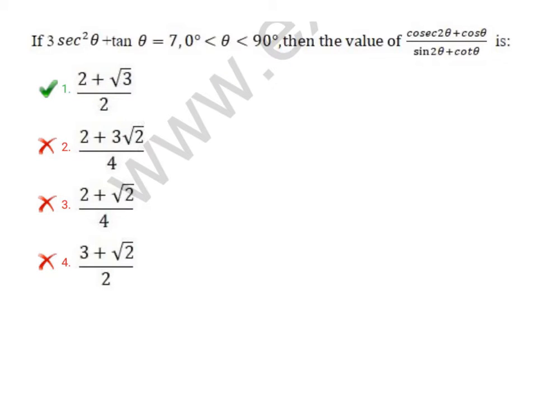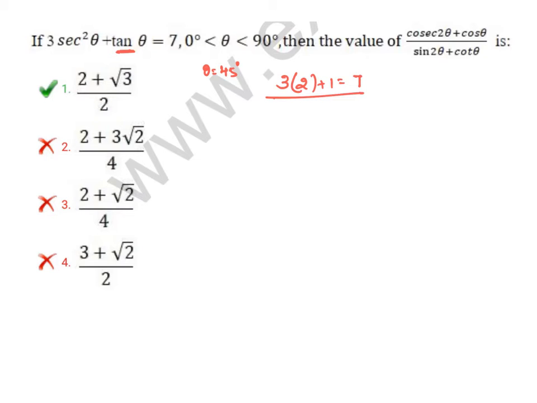Next, 3 secant square theta plus tan theta is equal to 7. Then the value of, when tan theta is involved, mostly you can substitute and look at it. You can substitute theta is equal to 45 or else you can solve. Either way you can do it. I'm just substituting theta is equal to 45, just check it. We know root 2 square is 2 and plus 1, that's a simple substitution, so I'm doing it in that way. So 7. So theta is 45 there.